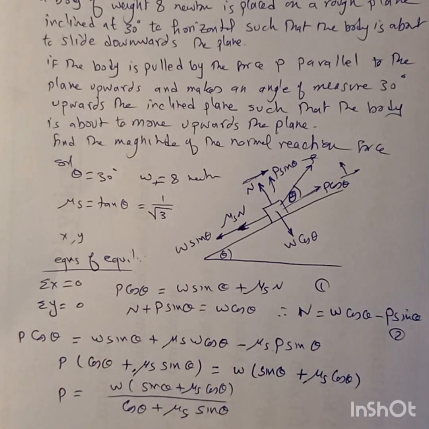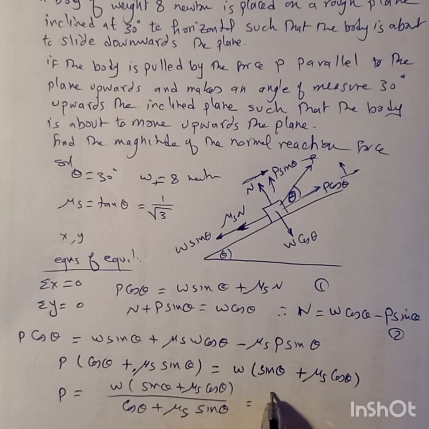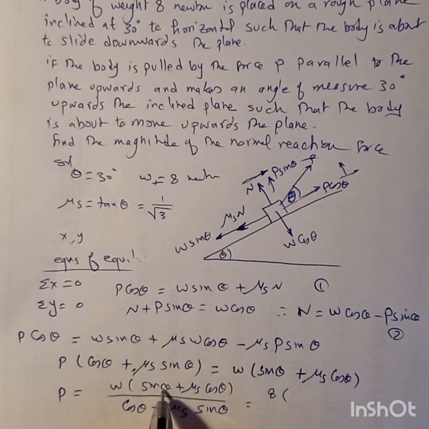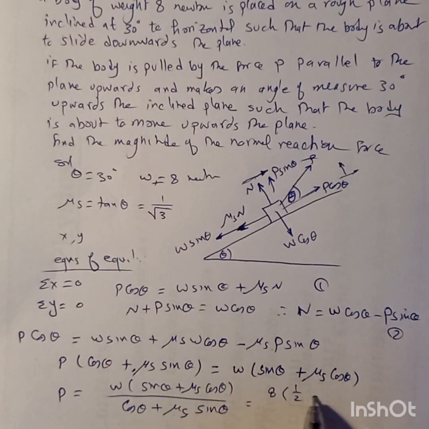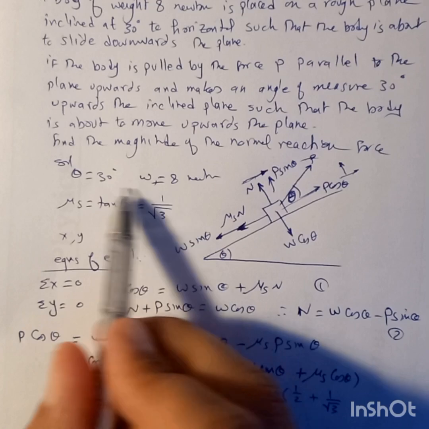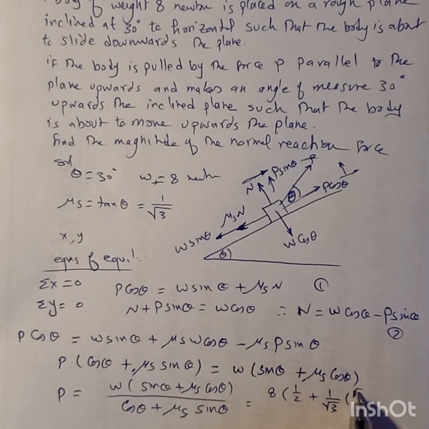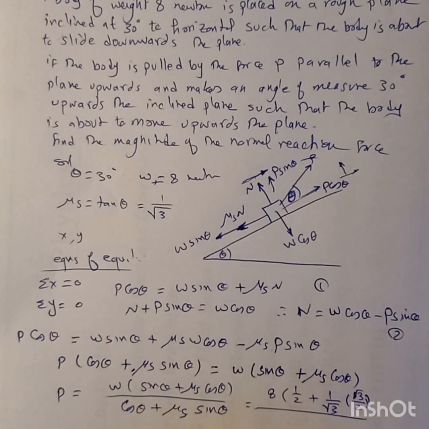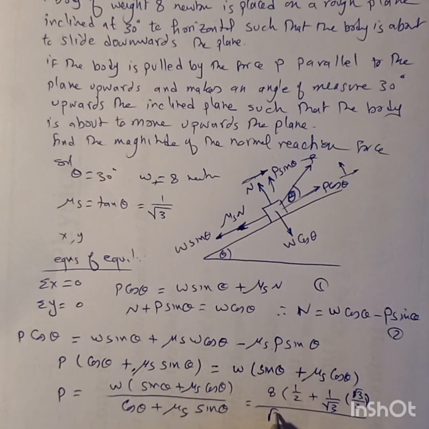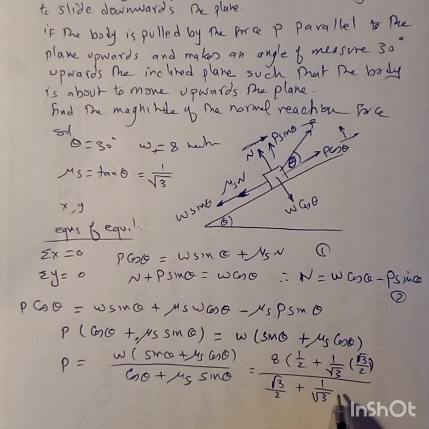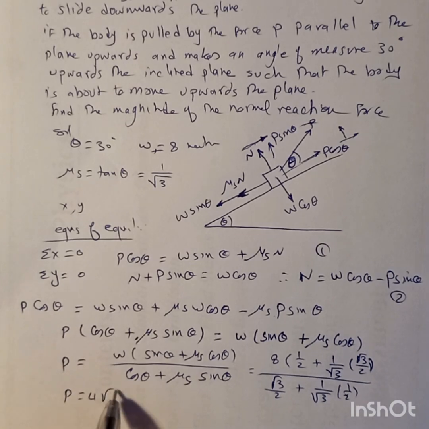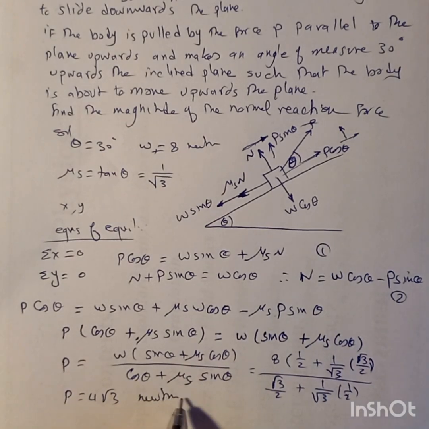We can substitute by figures. Then we have here W is 8, theta is 30. Then we have half plus mu s is 1 over root 3 as we found from this first case, times cosine 30, we have root 3 over 2, divided by cosine 30, root 3 over 2, plus mu s 1 over root 3 times sine theta, which is half. Here then P equals 4 root 3 Newton, and this is the first step.